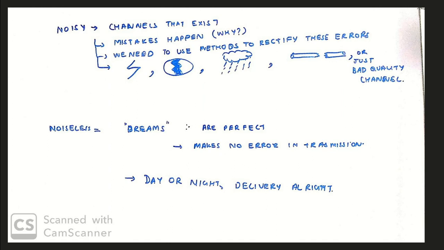Noisy channels are the reality and they exist because mistakes happen. How? There might be several cases in which channels hinder the message that is being sent. Physical problems like storms and rains, earthquakes, the channel might break, or just a bad quality channel. Otherwise some other noises, but let's suppose these are pretty easy to understand cases. Now we need to rectify these errors via some methods, so we can consider it as error correction.